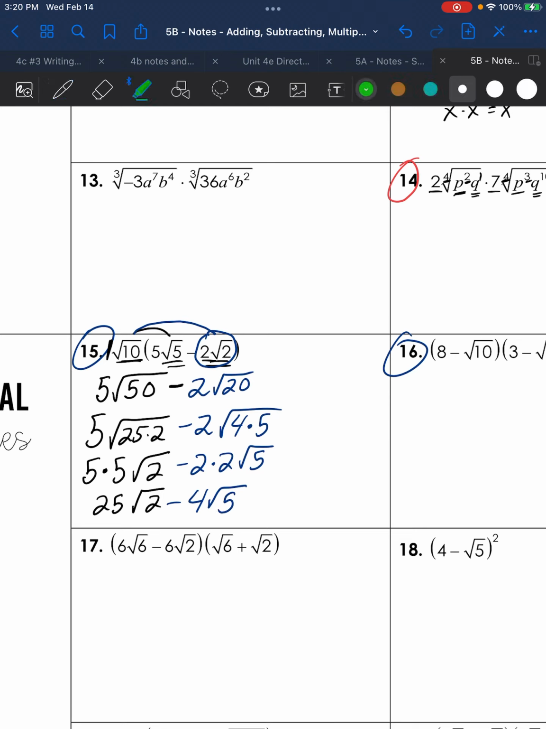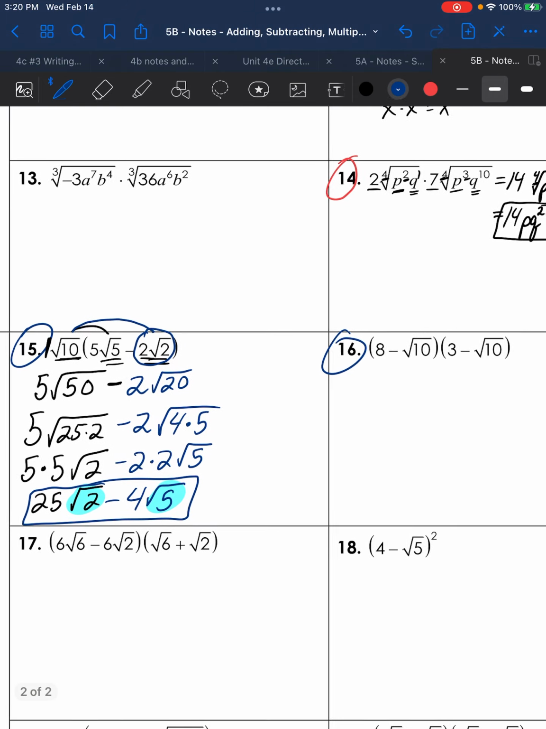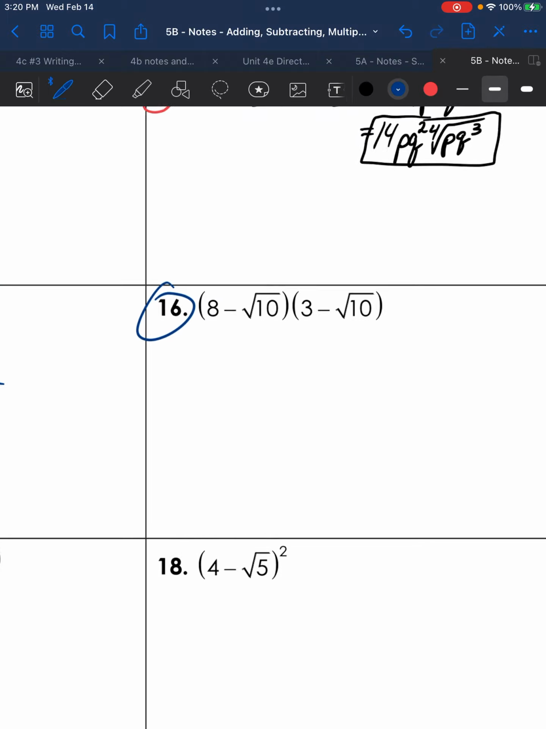The last step is to see, do we have like terms? We have square root of 2, we have square root of 5. Those are not the same, so no, we do not have like terms, so that is our final answer. So that's a monomial times a binomial. You just distribute that one time.